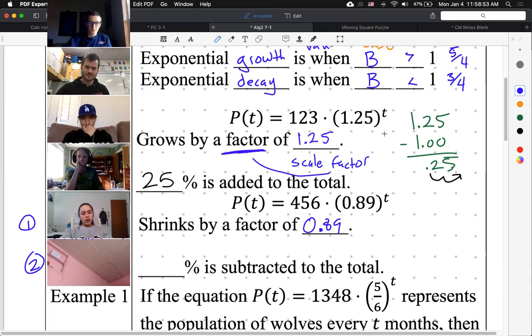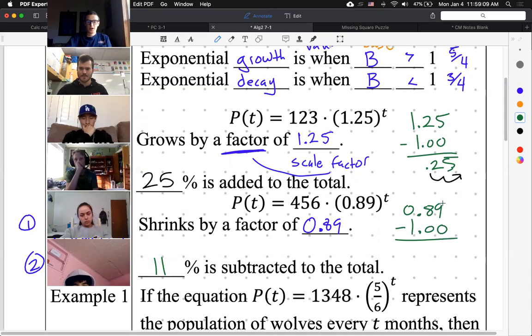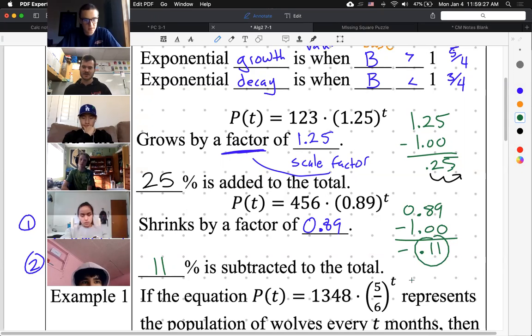Wyatt? Is that 11? It is 11. How'd you get that? Well, even though 0.89 is smaller than 1, we still need to subtract it by 1 because that's our rule. If you subtract that, I thought of it as how do you get to 1, and that would be your leftover, and that's 0.11. So that's 11% is subtracted from the total. Exactly. So when you subtract 1, you're left with negative 0.11, which means you're subtracting that 0.11, or subtracting that 11%. Exactly.